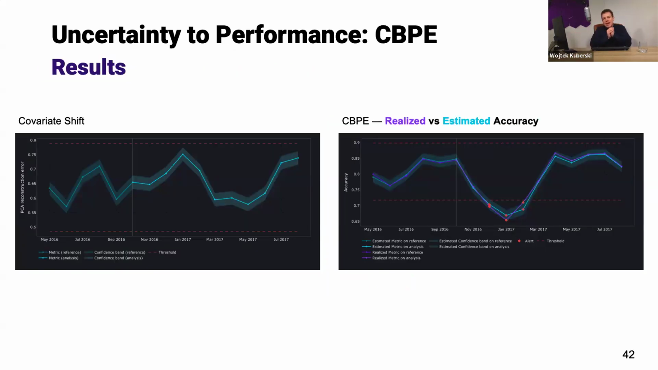Now for the results, I wanted to show kind of the opposite case of what you saw for the regression use case. So here, what you see is the PCA reconstruction error, our measure of multivariate data drift, stays roughly constant, stays within the threshold. There is no strong covariate shift. But even so, we see a significant drop in the accuracy, and we see that the estimated and realized accuracy follow each other very, very closely. So we're good at estimating accuracy here.